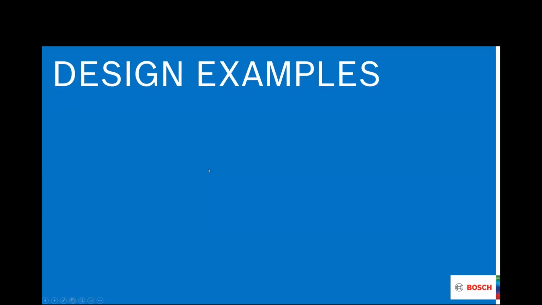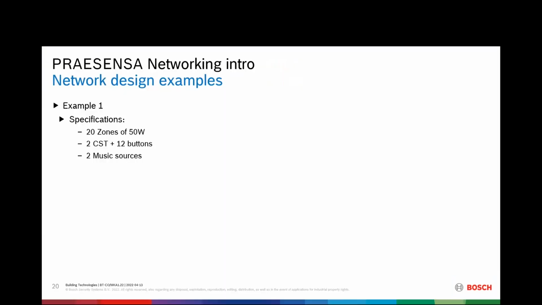Okay, so that was the introduction to the network symbols. Now let's show you some design examples. The first example is a design where we need to have 20 zones of 50 watts. We have 2 call stations and 12 buttons, and we have 2 music sources.